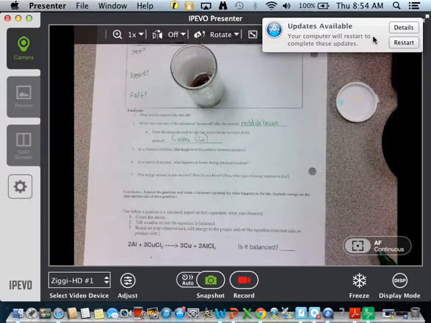I love the conversation going on over there. I love the conversation going on here. Good conversation over here. Good conversation.